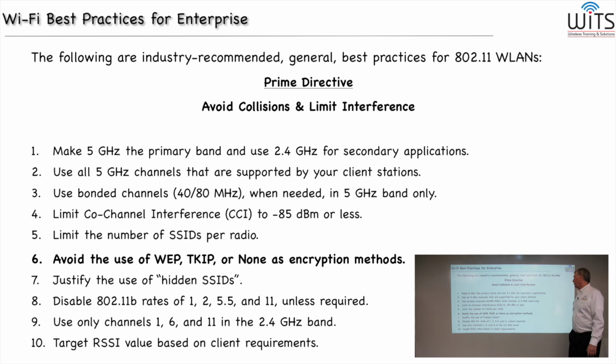Okay, picking back up, let's look at baseline best practice number 6. This one spells out the use of wired equivalent privacy, WEP, temporal key integrity protocol, TKIP, and None as encryption mechanisms that are used in Wi-Fi. And according to this, we should avoid the use of those three. So let's take a closer look at that.